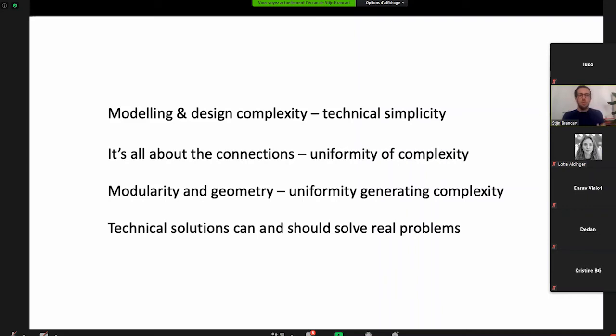And I want to come back also to these ideas. Technical solutions can and should also solve real problems. And so we try to think, and we were doing this the last couple of years, to also have contact with different industries to see what it is that you actually need. Because sometimes solutions that we think are a bit too simplistic for them are actually already quite complex enough. So we try to also balance this.